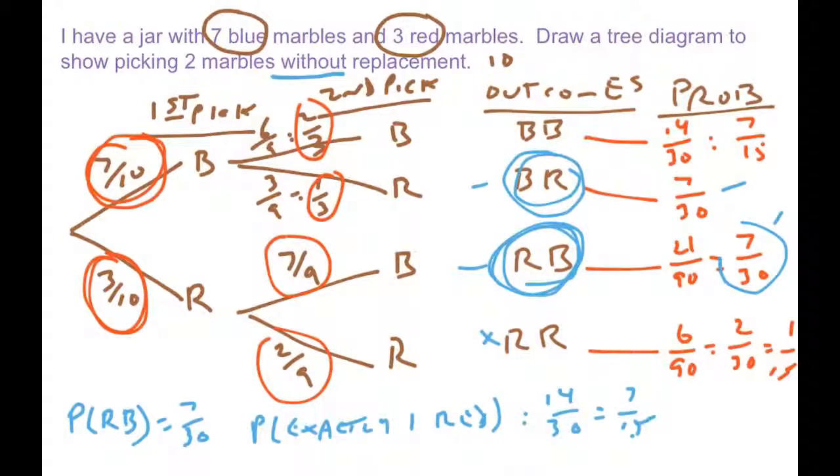Right, so those are the kinds of questions that go along. And this is compound probability because we're looking at the probability of 2 things happening, the first pick along with the second pick. Alright, so that's our tree diagram, and then some probability questions go along with it.